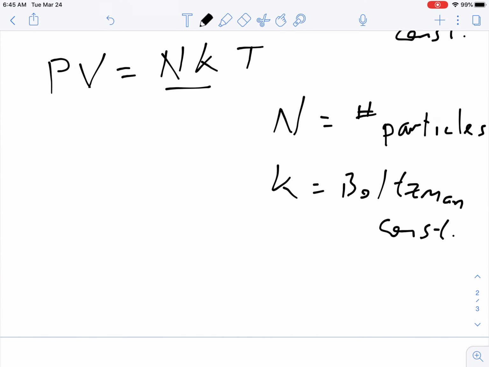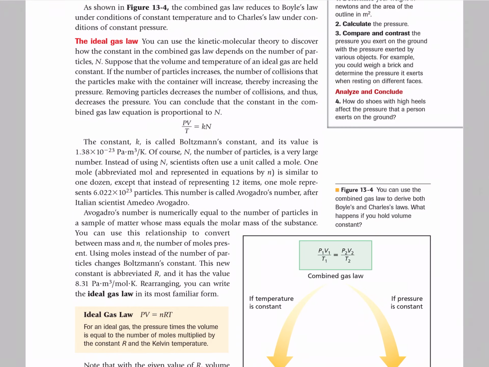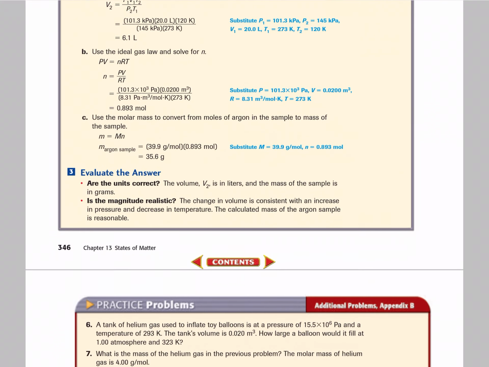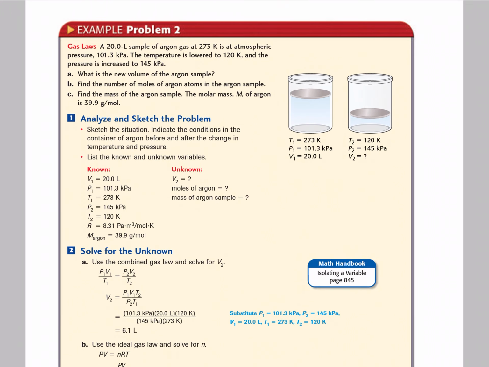So we have our ideal gas law. That takes us to page 346 in your book, example problem 2. A 20-liter sample of argon gas at 273 Kelvin is at atmospheric pressure, 101.3 kilopascals. We would say that was 1 times 10 to the 5 pascals, but they're calling it 100 kilopascals. So same thing. The temperature is lowered to 120 Kelvin and the pressure is increased to 145 kilopascals.